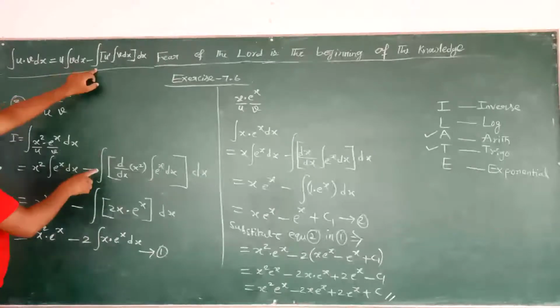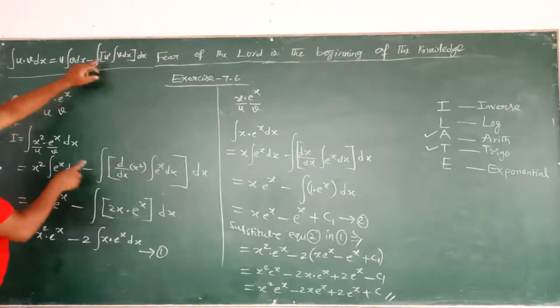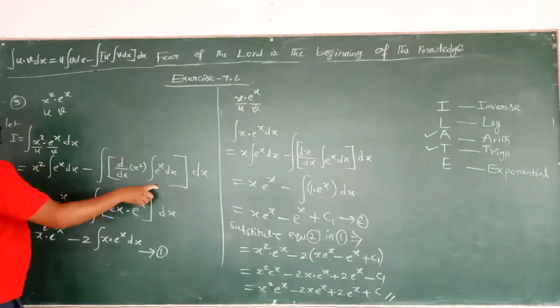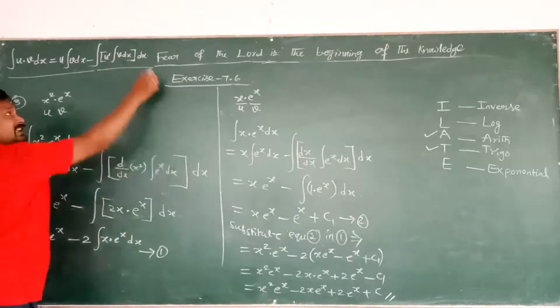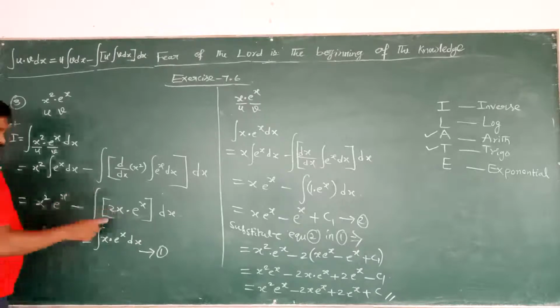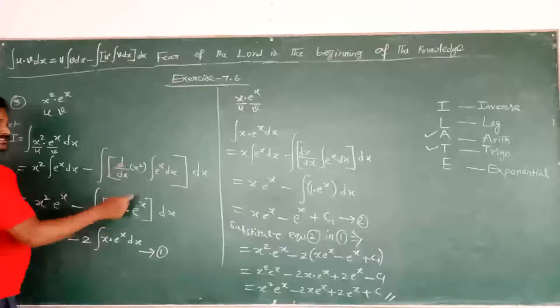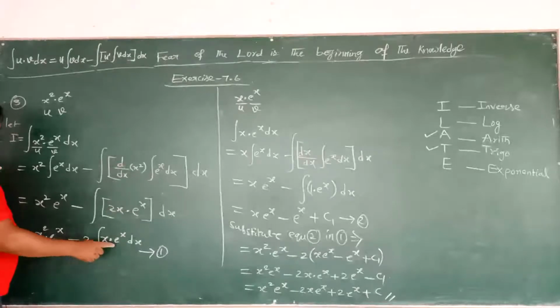Minus, next integral. So integral, bracket start, u dash is nothing but d by dx of u. U is here x square, so x square. Then integral, here integral of v means e power x, so e power x dx. This whole bracket close, then dx. So according to the formula we are writing. Now after that, x square integral e power x means e power x only, minus integral, here 2 is constant, so just write 2 first. Here d by dx of x square is nothing but 2x, integral e power x is nothing but e power x. Now 2 is constant, then integral x into e power x dx.